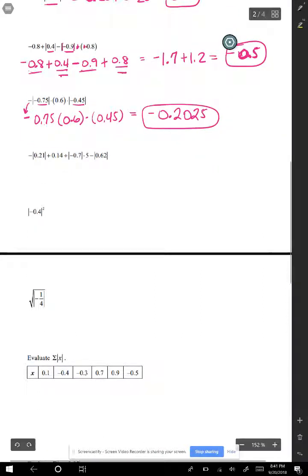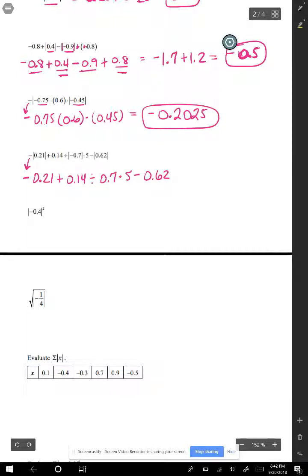The next one, the negative outside just gets carried along. The absolute value of 0.21 is 0.21. The 0.14 gets carried down, divided by the absolute value of negative 0.7 is positive 0.7, times 5 minus the absolute value of 0.62 is 0.62.